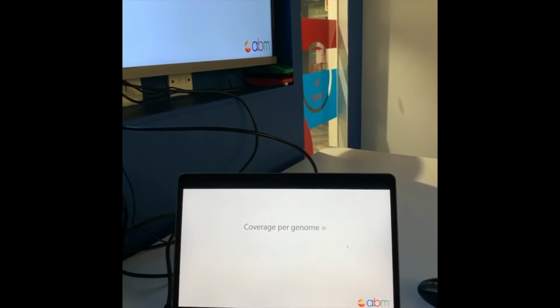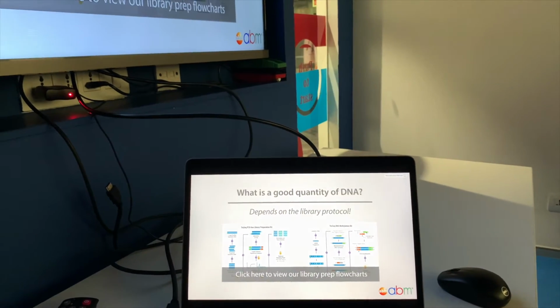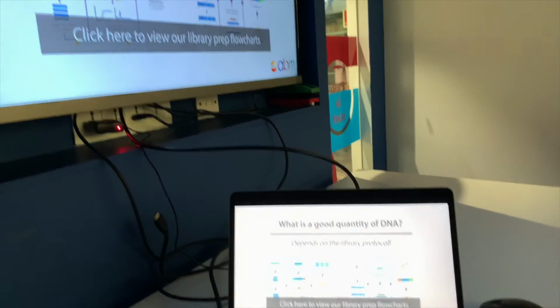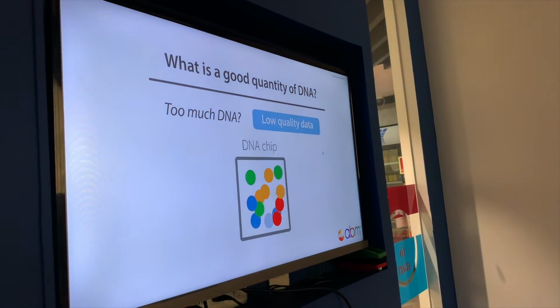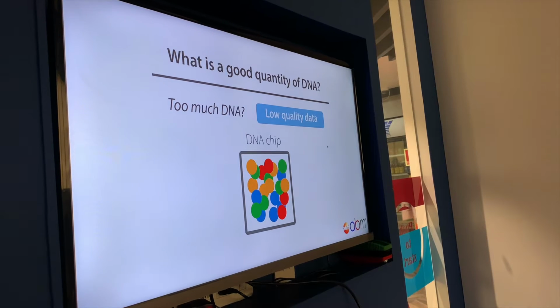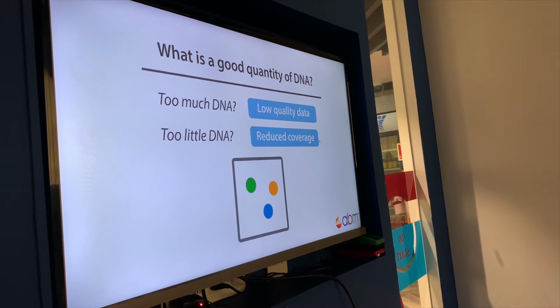Coverage per genome can be calculated by dividing the total output generated by the specifications. Having either more or less DNA results in less efficient sequencing reaction runs. This generates low-quality data due to read problems from slow cell saturation or reduced coverage because of insufficient DNA.